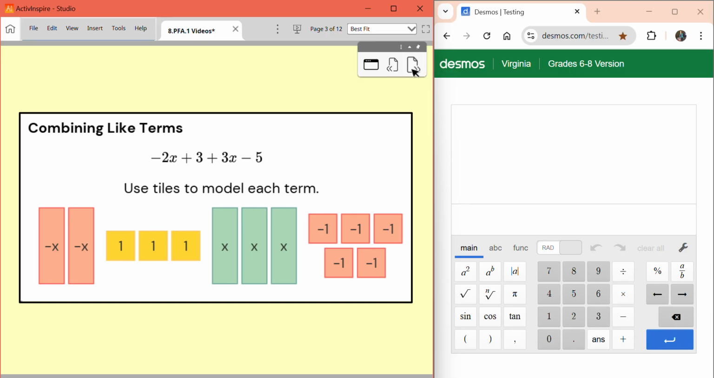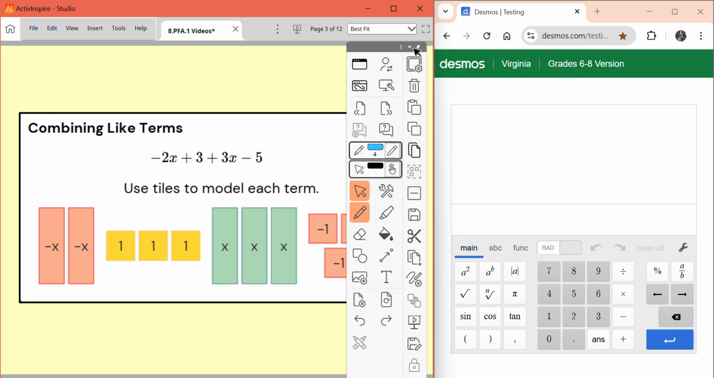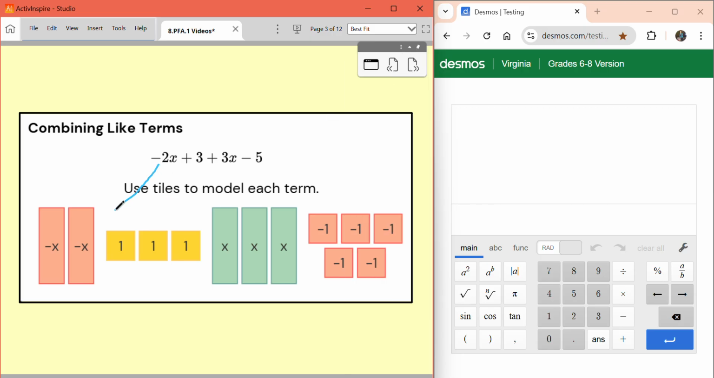Okay. The other thing that we can do with tiles is we can combine like terms. And this is just an example of this expression all laid out. It says negative 2 x's. So we've got negative 2 x's over here. Positive 3, so we've got 3 positives down here, 3x, so we've got 3x over here, and then negative 5, so negative 5 over there.